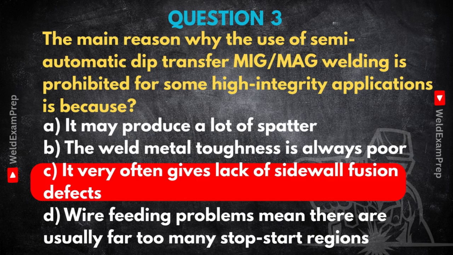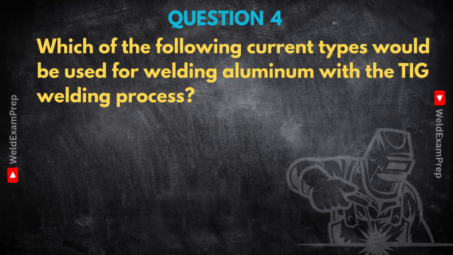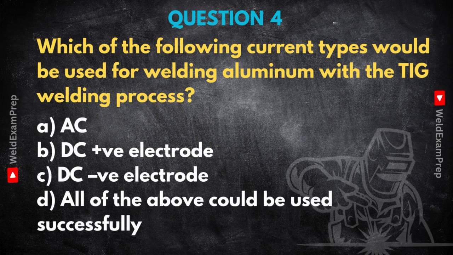Okay, sticking with materials needing specific handling, let's switch to aluminum. Another one with its own TIG welding hurdles. Question 4. Which of the following current types would be used for welding aluminum with the TIG welding process? A, AC. B, DC plus electrode. C, DC minus electrode. D, all of the above could be used successfully.